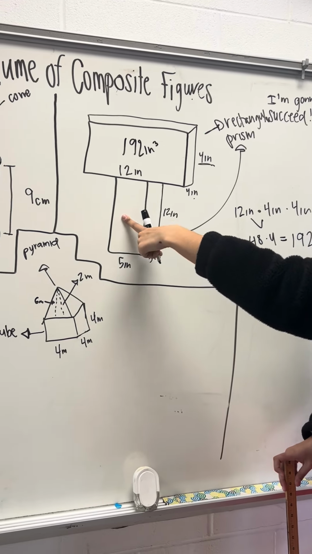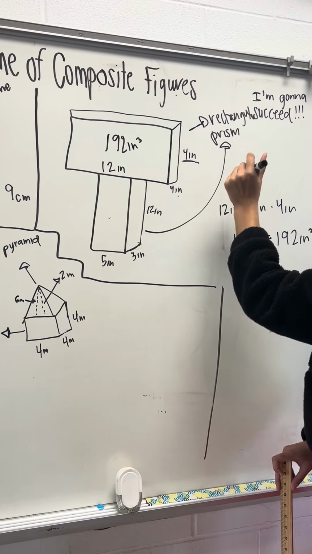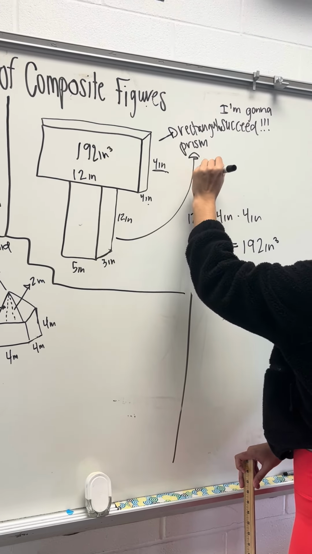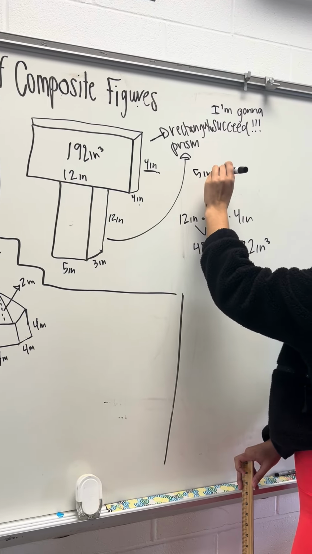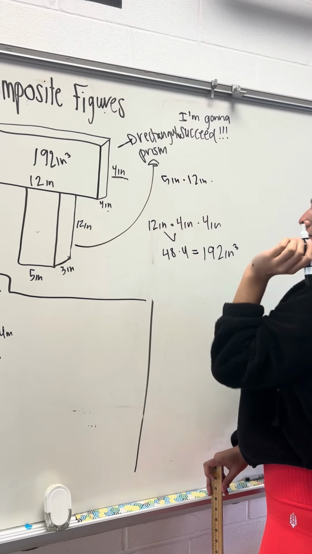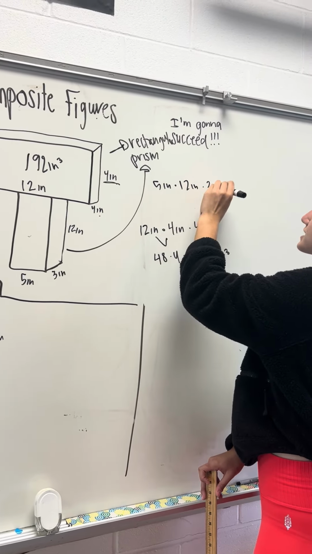Now you're going to take the volume of this shape. Our length is 5 inches. Our height is 12 inches. And our width is 3 inches. That equals 180 inches cubed. Now we add 180 plus 192, and we get 372 inches cubed.